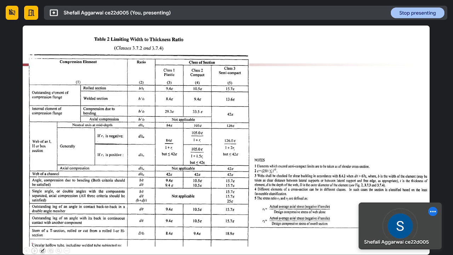This is the table given in IS 800, where we look at the B upon T value. Based on our B upon T value, we can divide the different classes: plastic section, compact or semi-compact section.